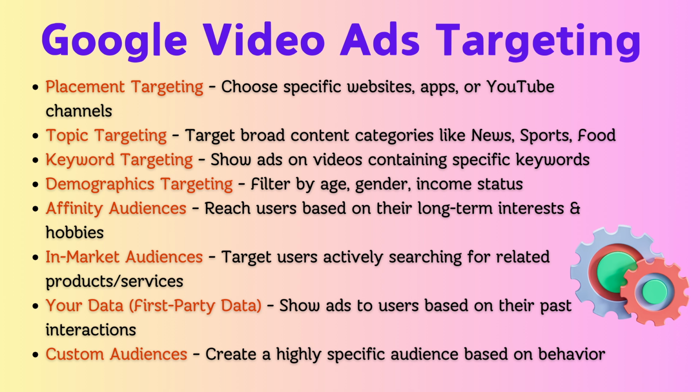The next one is in-market audience. In this, we target audiences who are actively searching for a related product or service. Like, I need a washing machine, so I search for washing machines. From the next time, you'll be getting related ads for washing machines. We use in-market for this. The next one is your data. It's first-party data. It shows ads to users based on their past interactions, like your Google search history. Based on that history, you'll be getting ads. This is called your data audience, and it's the best for remarketing strategies.